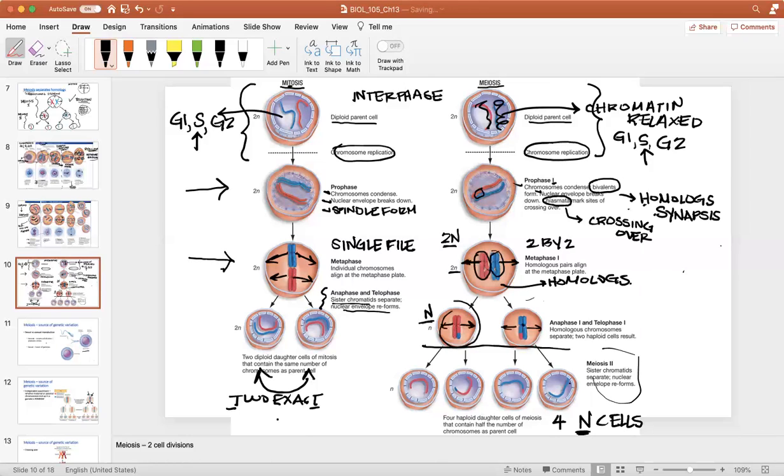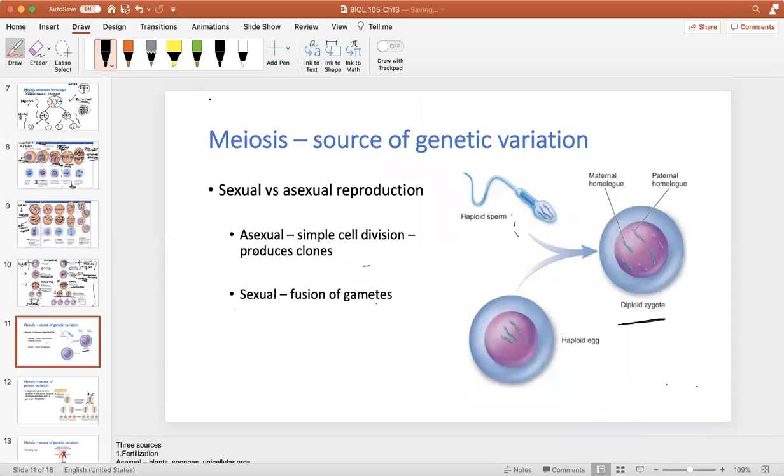Okay, contrast that with mitosis, where you have 2 diploid, here's our shorthand, cells. All right, now you may be asking yourself, why in the world would we go through this whole process, right? This is fairly complex. And the answer really has to do with sexual reproduction, right?